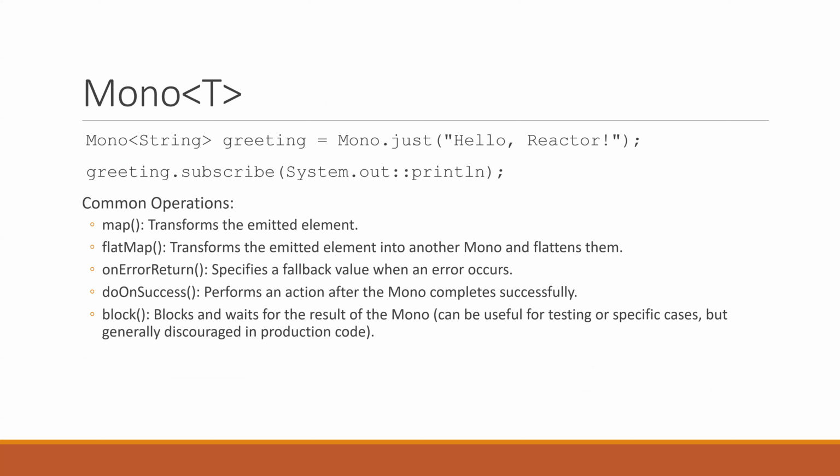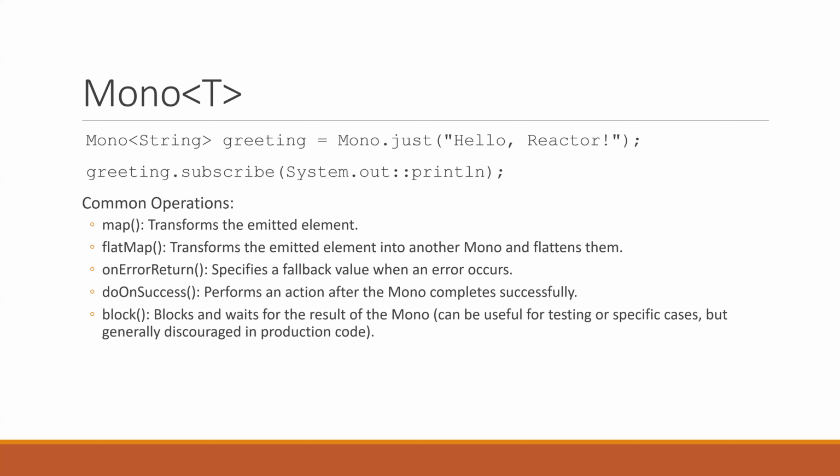Okay, let's take a look at what this might look like. So for mono, I create a mono here. Mono uses a template. So I'm creating a string mono, and it's just going to say hello reactor, and someone's going to subscribe to greeting, and it's going to print it out. Pretty simple. And you'll see where we can use this in lots of different places.